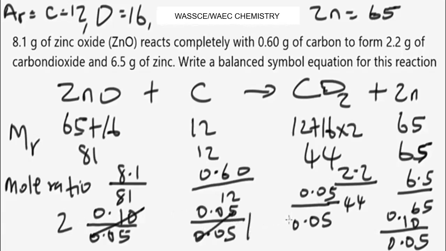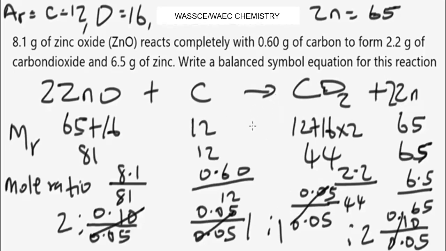This will give us 1. This will also give us 1. This will also give us 2. We now have the mole ratio to be 2 is to 1 is to 1 is to 2. So we were asked to write a balanced symbol equation for this reaction. We have 2 moles of zinc oxide reacted with 1 mole of carbon, to give 1 mole of carbon dioxide and 2 moles of zinc atom.